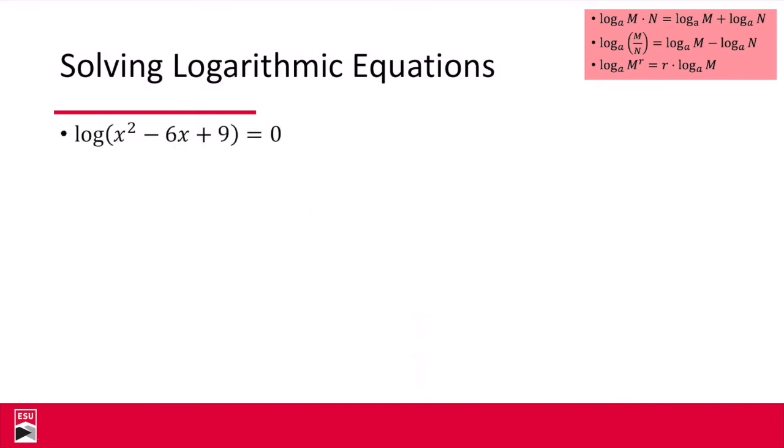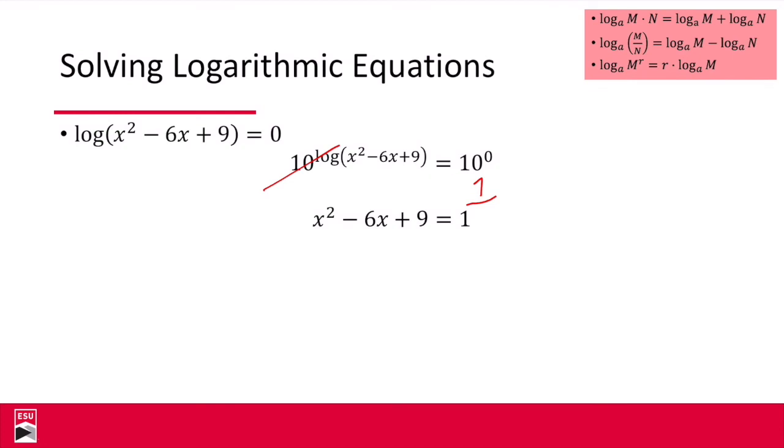Now here we have log of x squared minus 6x plus 9 equals 0. So this is an instance where the log is already isolated. So we just raise 10 to both sides. So we get 10 to the log of x squared minus 6x plus 9 equals 10 to the 0. Well, 10 and the log cancel out on the left. 10 to the 0 is 1. And so what we're left with is x squared minus 6x plus 9 equals 1.